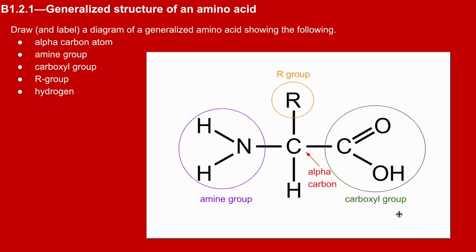Okay, you need to be able to draw and label a diagram of a generalized amino acid. Don't forget the alpha carbon is different from the carbon that makes up the carboxyl group. There should be 2. There's also going to be our R group, which is our variable group, the only thing that's different between the 20 amino acids. And then we have our amine group, which contains nitrogen. Okay, and this is going to have 20 different variations.